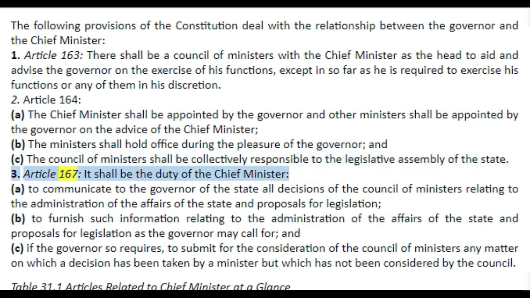3. Article 167. It shall be the duty of the Chief Minister, A. To communicate to the Governor of the state all decisions of the Council of Ministers relating to the administration of the affairs of the state and proposals for legislation. B. To furnish such information relating to the administration of the affairs of the state and proposals for legislation as the Governor may call for, and C. If the Governor so requires, to submit for the consideration of the Council of Ministers any matter on which a decision has been taken by a minister, but which has not been considered by the Council.